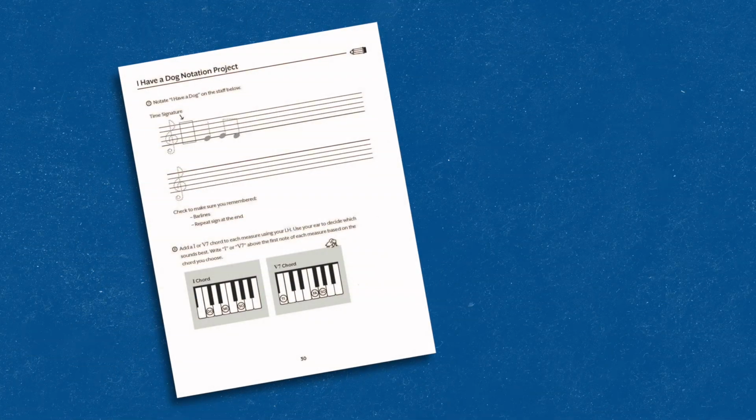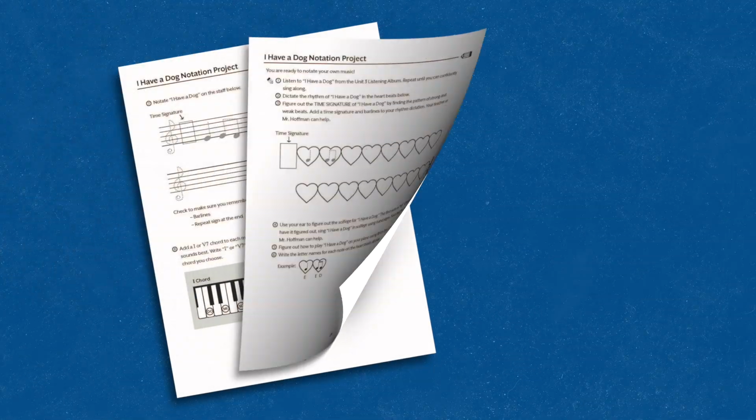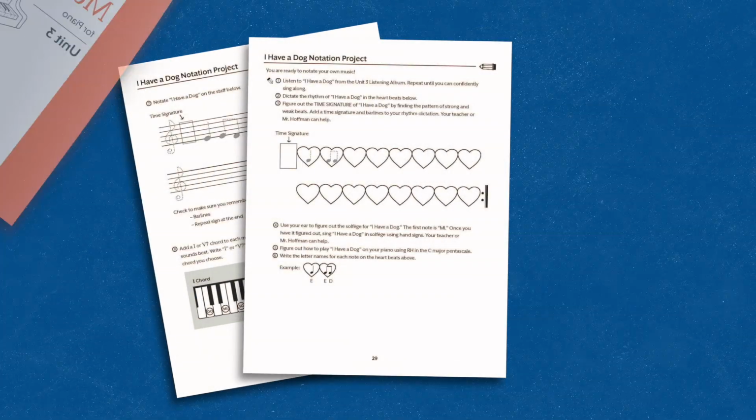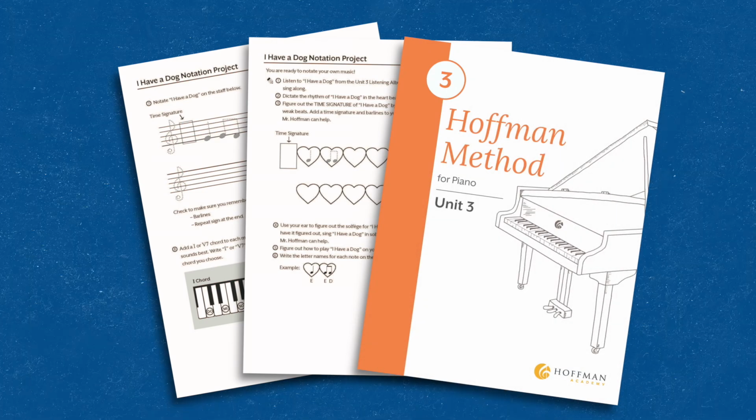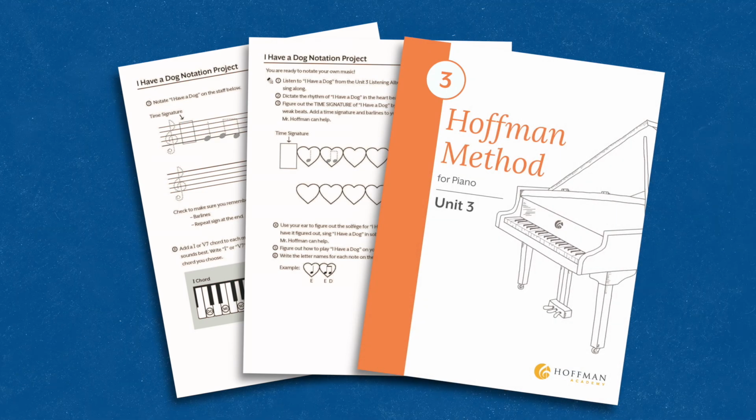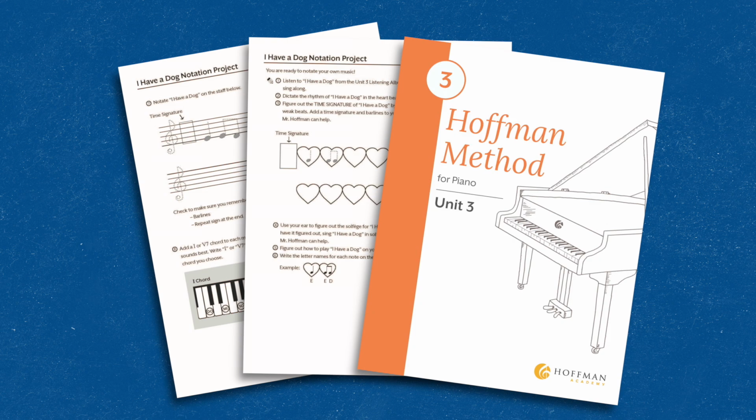In this lesson, I'm going to walk you through how you can take a song or melody that you hear and turn it into notation that you write yourself on the staff. To complete this project, you'll want to have in front of you the theory pages for this lesson, which you can find in the Unit 3 Method book, which, as always, is available for download from the Hoffman Academy website. So, pause the video if you need a minute to get your theory pages ready.